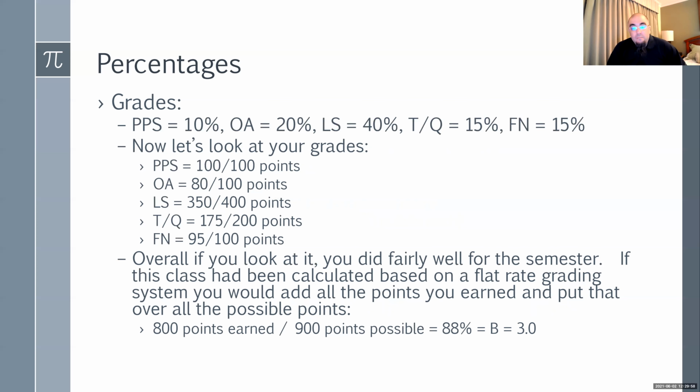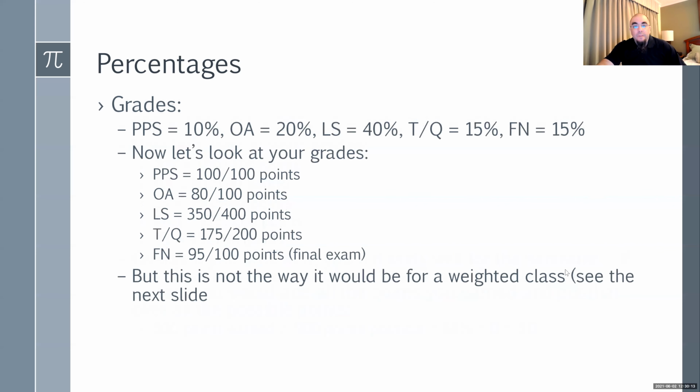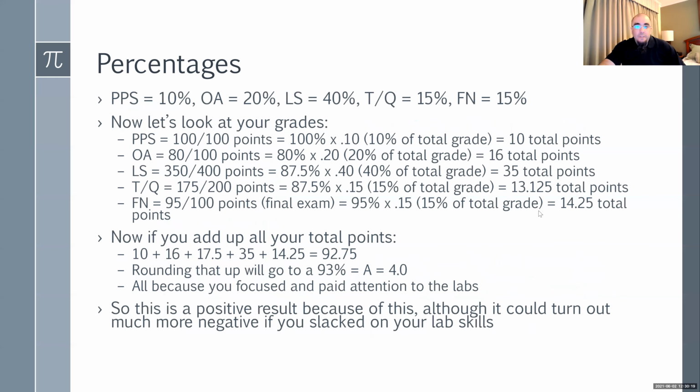If you look at it, you did fairly well for the semester. If this grade had been calculated based on a flat grading system, meaning everything's equal, we just add all the points that you earned, divide them, your class grade would have been about 88% or a B, 3.0. But because of the weighting, we're actually going to do the weighting for it.